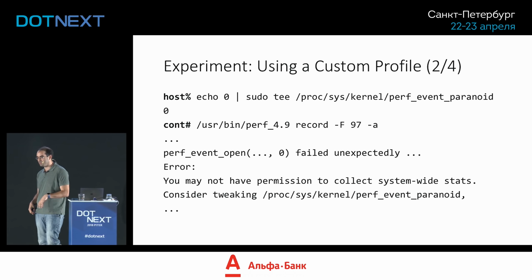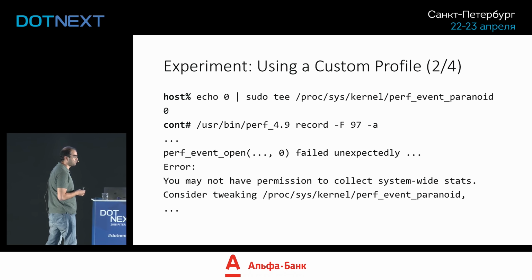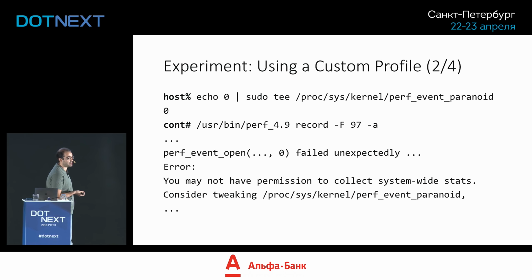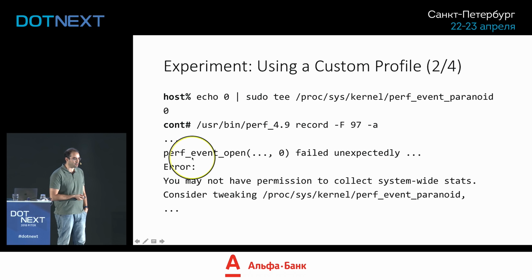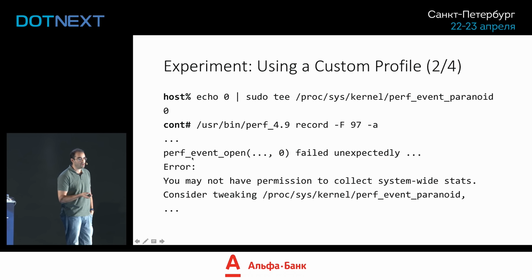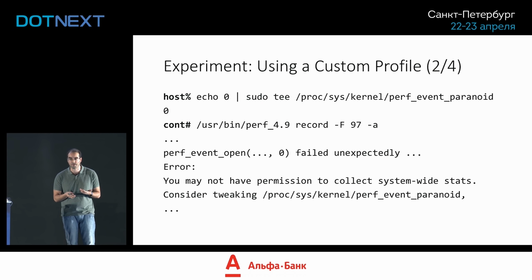Perf event paranoid, consider tweaking, and so on. But this is just a misleading error message. Perf doesn't really have a problem with my perf event paranoid settings. What it does have a problem with is this system call it's trying to use, perf event open, which is simply blocked by Docker. It is blocked by the Docker seccomp profile.